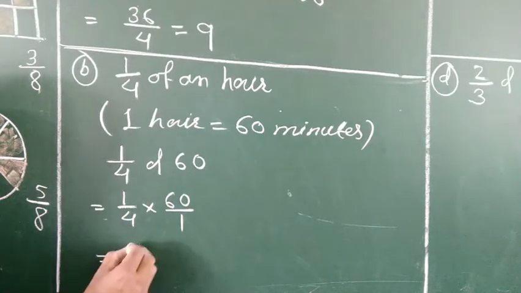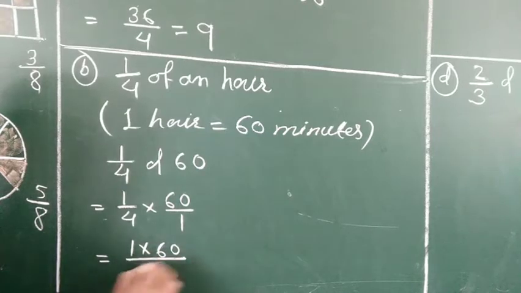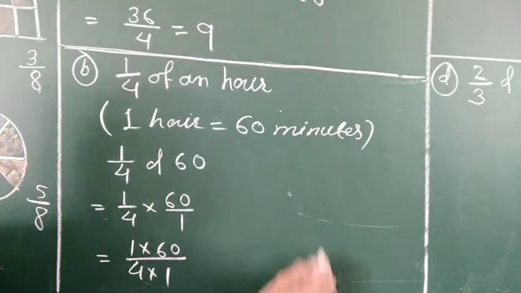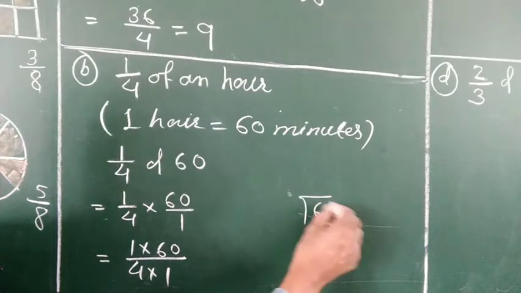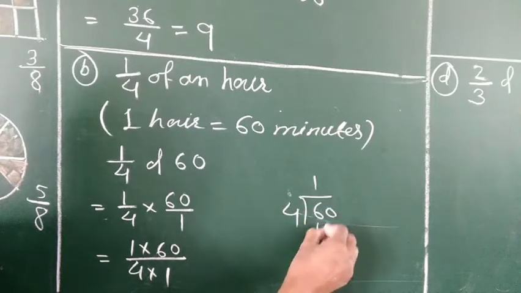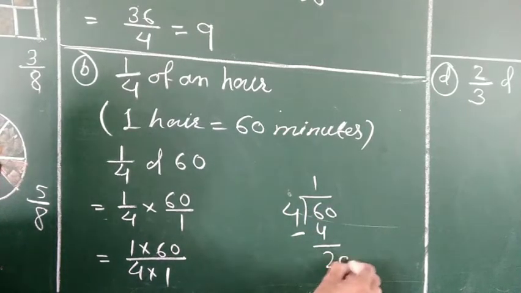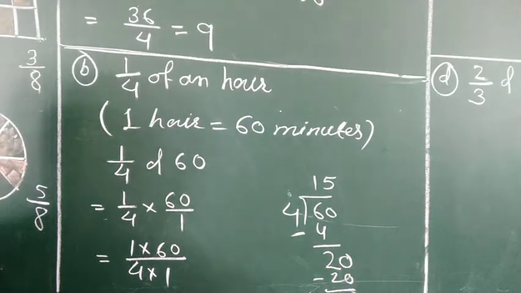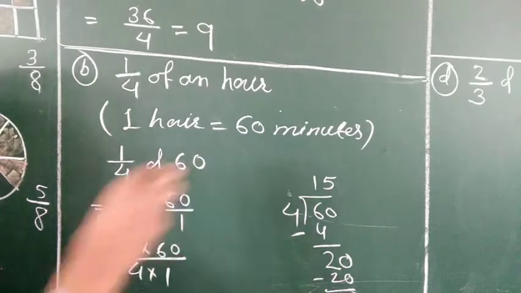It is 1 into 60, and it is 4 into 1. 60 ones are 60 and 4 ones are 4. Now you divide 60 by 4. 4 ones are 4, 6 minus 4 is 2, and 0, and 4 fives are 20. It is 15 minutes.